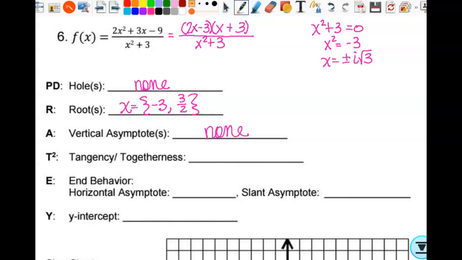Do I have any tangency or togetherness? The answer is no, and you might feel like this one's a little tricky. I know I have an x squared here, but I also have an x squared here. Like, these aren't factors, right? These are the factors, and I do not have a factor that has an exponent on it. So this is a none. Is this top heavy, bottom heavy, or tied in degree? Tied, so this is y equals 2. Right? And then the y-intercept is going to be at 0, negative 3.